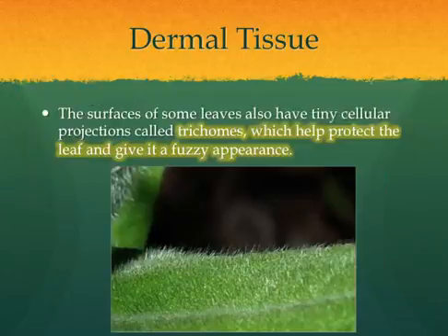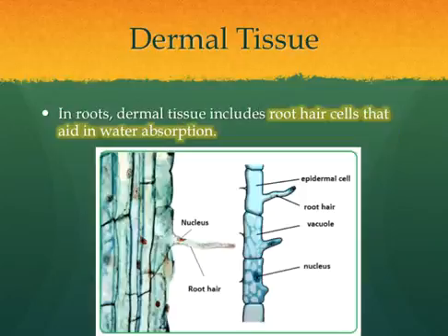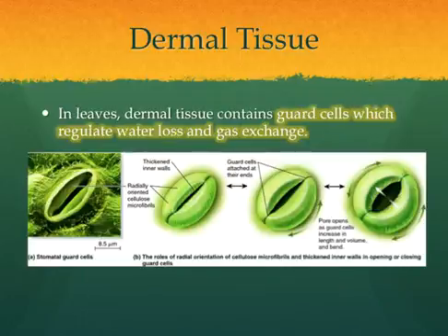The surfaces of some leaves also have tiny cellular projections called trichomes, which help protect the leaf and give it its fuzzy appearance. In roots, dermal tissue includes root hair cells that aid in water absorption. In leaves, dermal tissue contains guard cells, which regulate water loss and gas exchange. Guard cells open and close, letting air in or stopping air and water from going out.